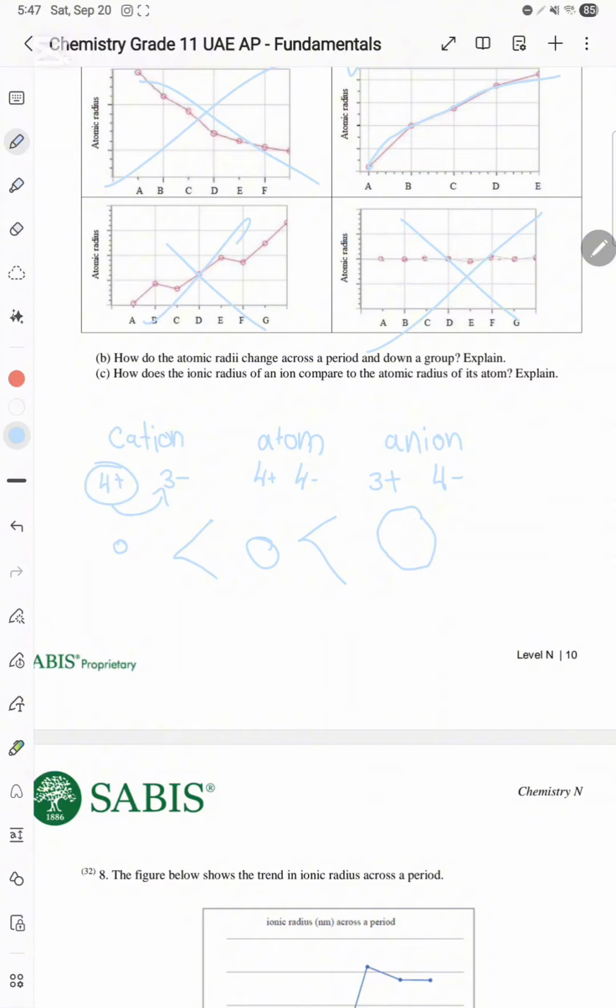This means they experience less shielding and they're attracted to the nucleus more, and their cations are smaller than their atoms. Whereas in the negatively charged ion, when it gains electrons, that's when it's formed, it increases the electron repulsions. You have to also mention electron repulsions. Since you have more electron repulsions, they move even further apart, so it increases the size of the anion.